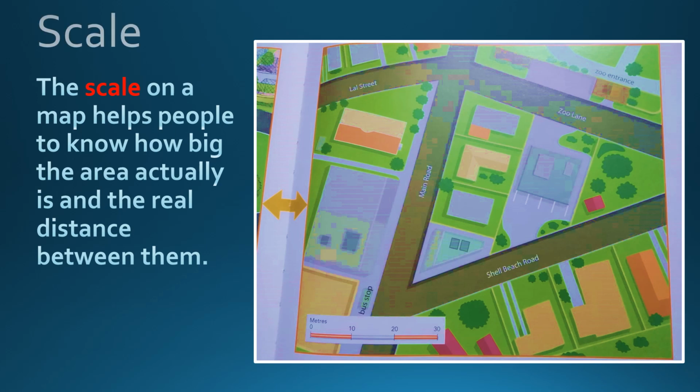Scale. Like the keys, we also have a scale on a map. Scale helps people to know how big the area actually is and the real distance between places. For example, 1 centimeter on a map may be 1 kilometer on the earth.